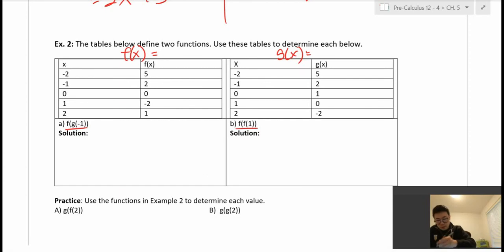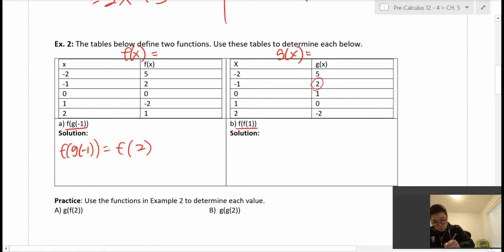So what this means is we need to figure out, again, the inside function first. The inside function is g, so we have to look at the table on the right first, g of -1. So when x is -1, g of -1 is going to be 2. So f of g of -1 becomes f of 2, because g of -1 is 2.